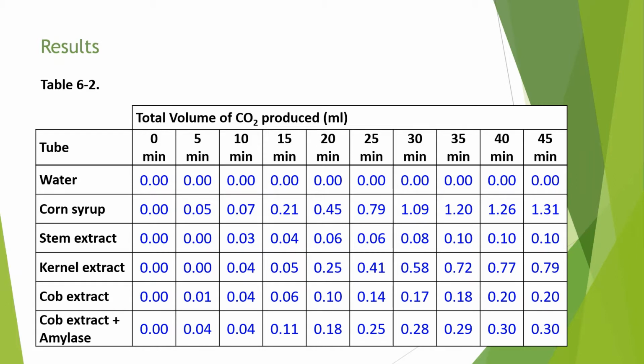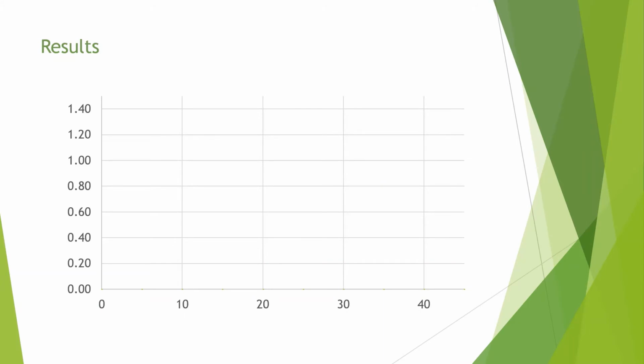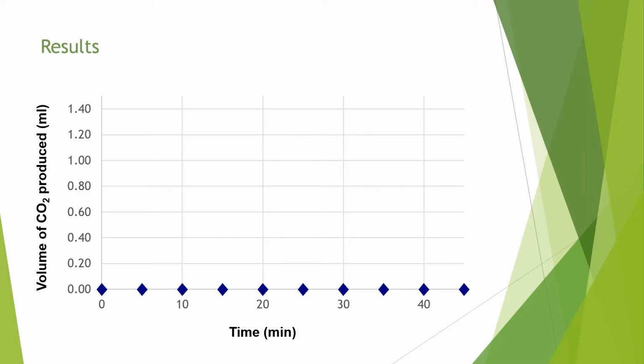And so how to make sense of these numbers is we're going to make a graph, and I'm going to show you what you need to graph and how to do that here in this tutorial. For our graphs, we're going to put the volume of carbon dioxide produced on the y-axis and time on the x-axis up to 45 minutes. We can throw in our water values. It's all going to be 0, 0, 0 all the way across. And what we can do is connect the dots. In this case, we don't necessarily have to look for a line of best fit because it's all flat, pretty easy one to do.